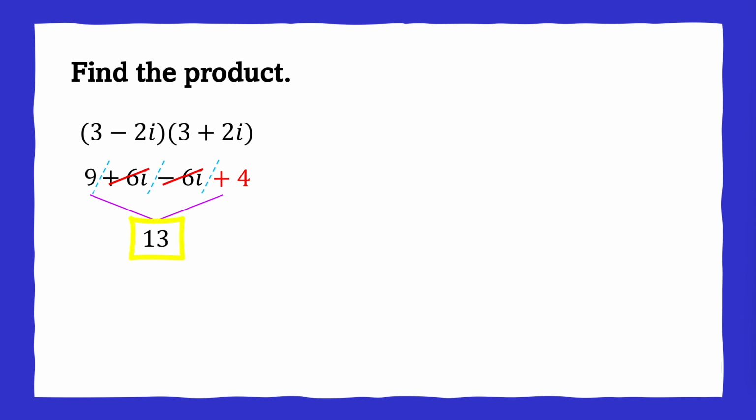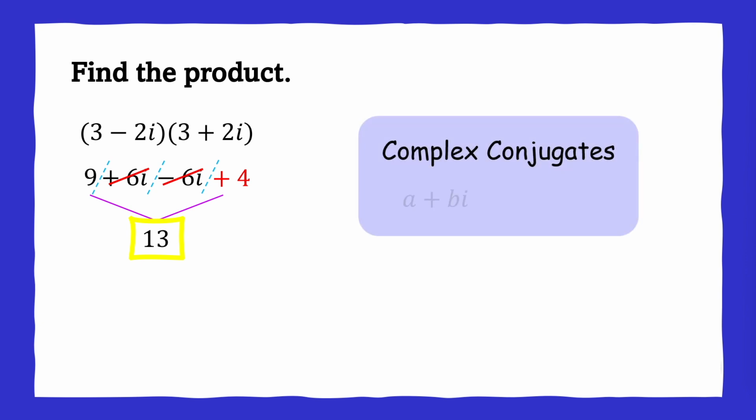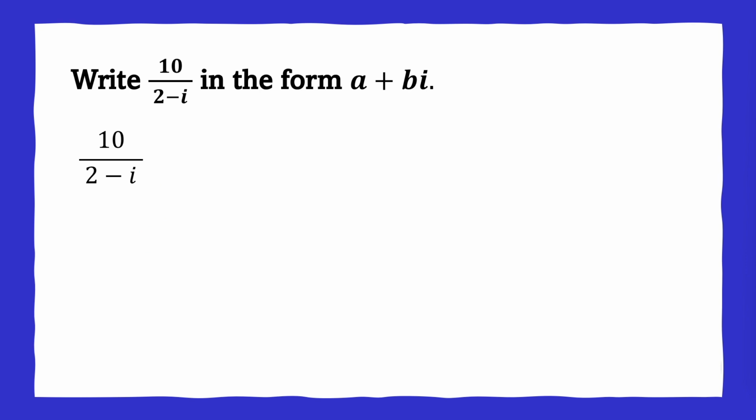Notice that the product is a real number. These are called complex conjugates, where they have equivalent real parts and opposite imaginary parts. Their product is always a real number. We can use complex conjugates to write a denominator with an imaginary number as a real number. To express 10 over 2 minus i in the form of a plus bi, we multiply the top and bottom of the fraction by the complex conjugate, which is 2 plus i.